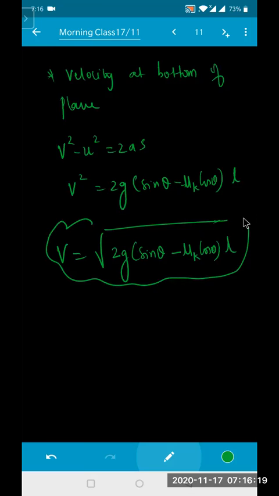Okay, now. So this is the way we calculate the velocity of the particle for the given condition. Isn't it? So these are the applications.